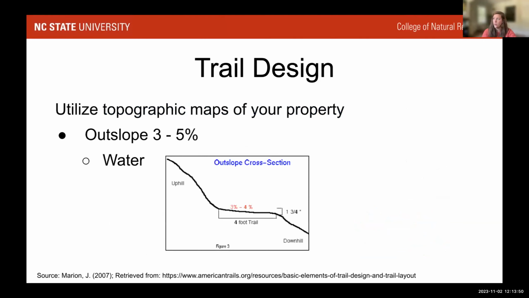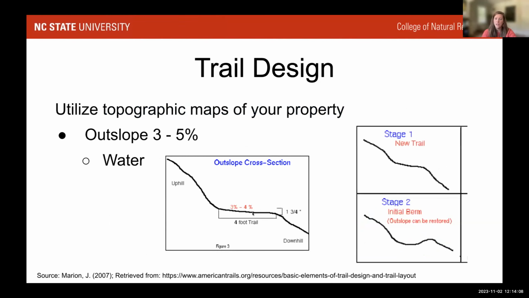So outsloping is one way to help when you're building a trail on a hill. A well-designed trail should have a 3 to 5% outsloped cross-section, so water runoff crosses the trail in a non-erosive sheet flow rather than being intercepted by the trail and channeled in. This happens naturally when people go on trails. You see in stage 1, this is where we started. Stage 2, people walk in the center of trails or they walk closer to the slope. So you see that berm forming on the downhill side of it.